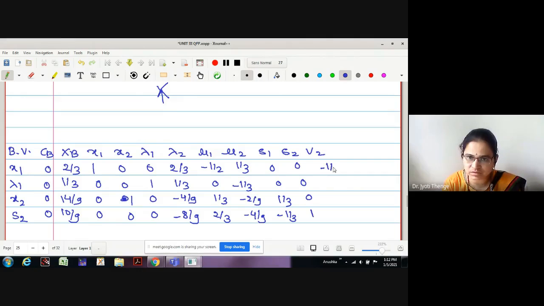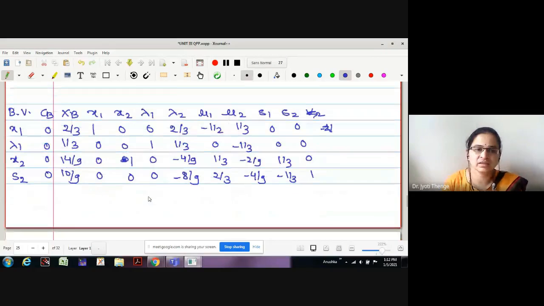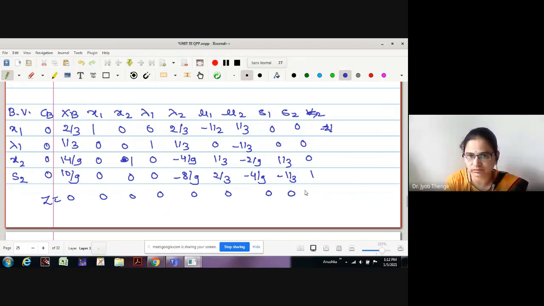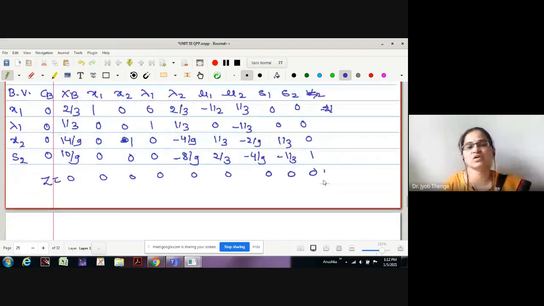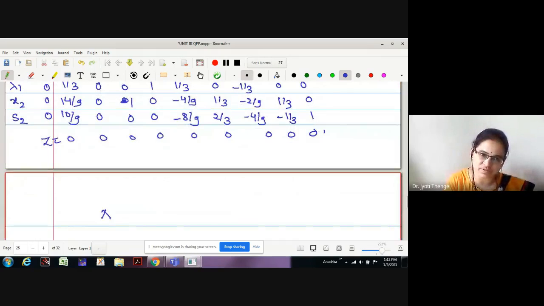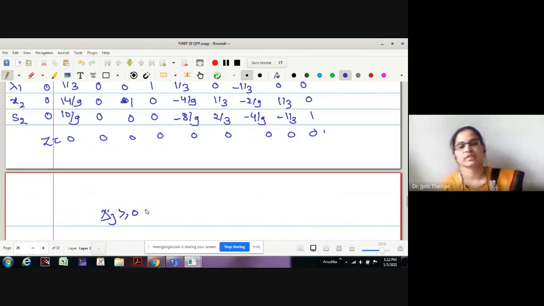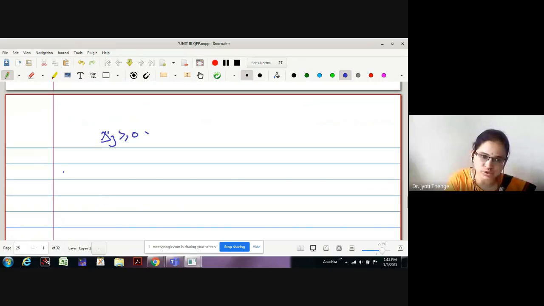V2 is removed, no? Therefore I can drop it. And the net evaluations: Z is 0. Net evaluations are also 0 for all the variables. Here all delta j's are non-negative. Let us stop the process. Okay. Therefore, what is the final solution?